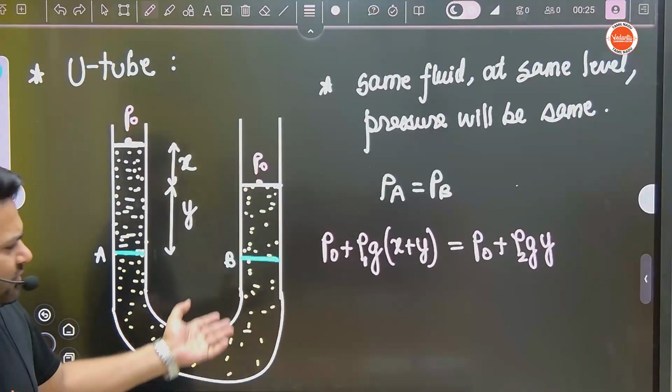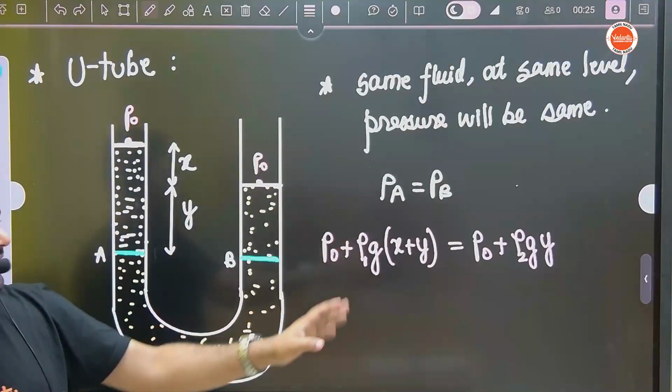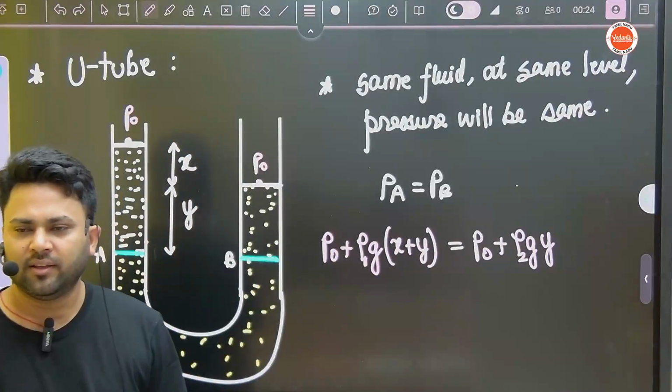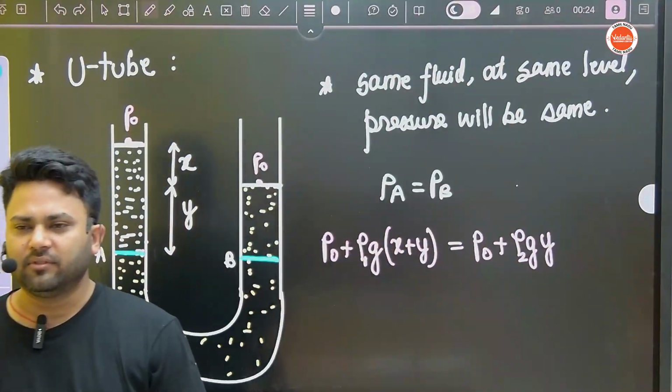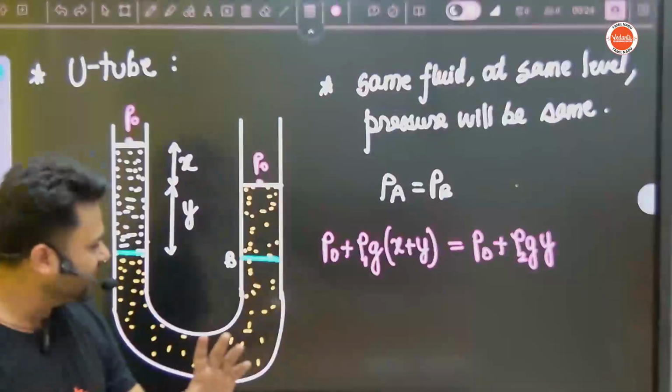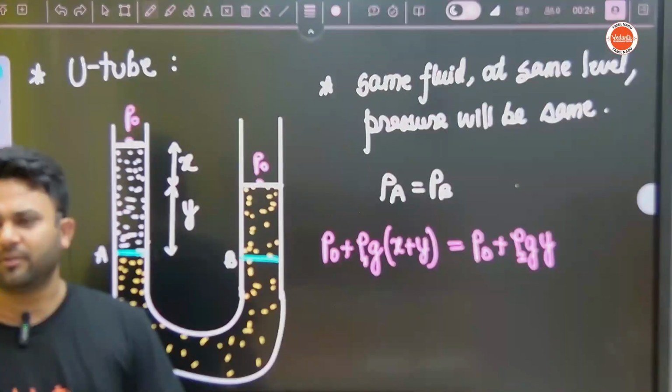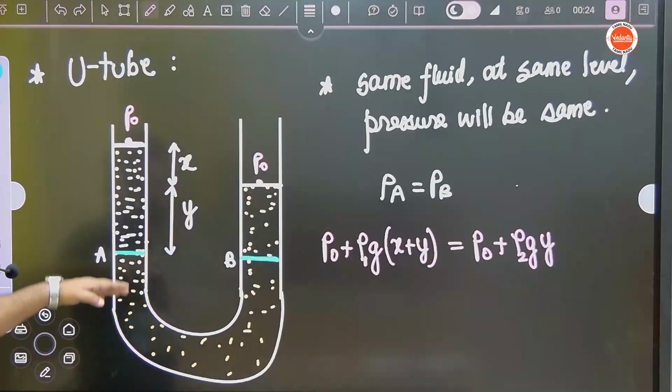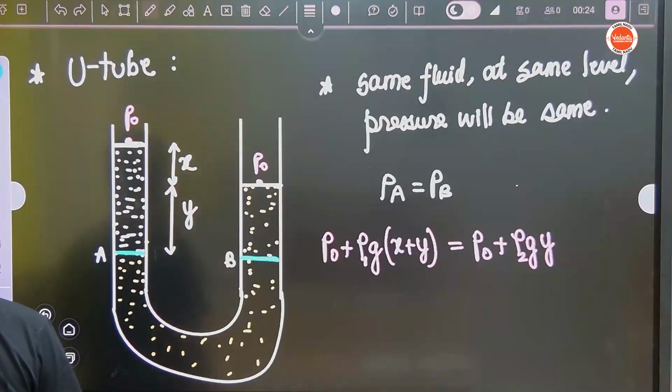They can ask anything, you solve. This is the main equation. They can ask X value, they can ask Y value, they can ask the density of the liquid. This expression you just have to remember, not mug up. Just remember, at the same level, pressure will be same.